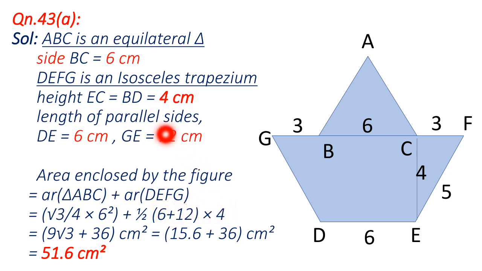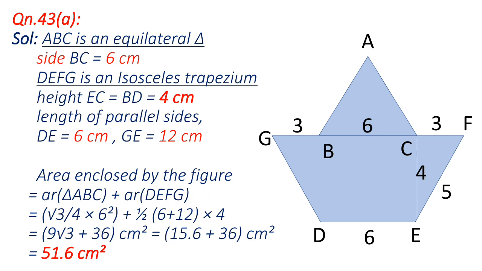Okay, so if we calculate those, we'll get 9 root 3 plus 36, and 9 root 3 is equal to, root 3 can be taken as 1.732. So if we take 1.732 in place of root 3 and multiply with 9, we'll get near about 15.6. So we have the value 15.6 plus 36, which is 51.6 centimeters square. So this is the required area enclosed by this figure.